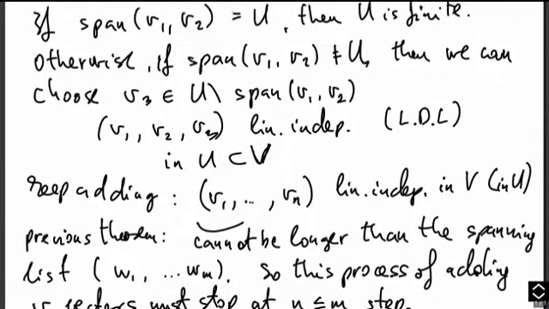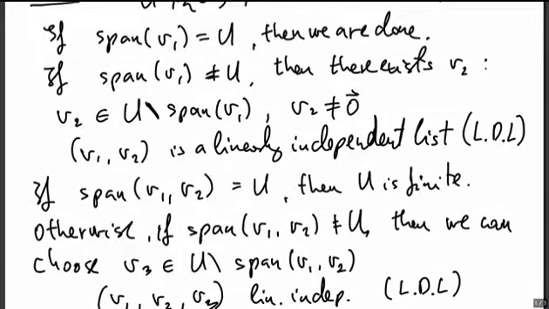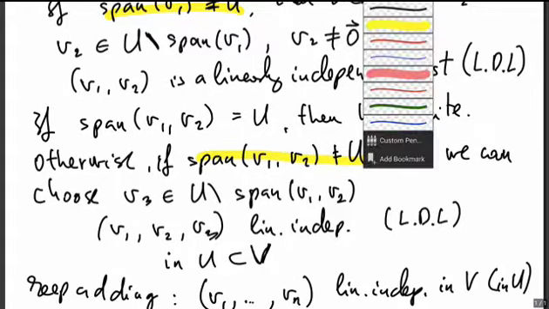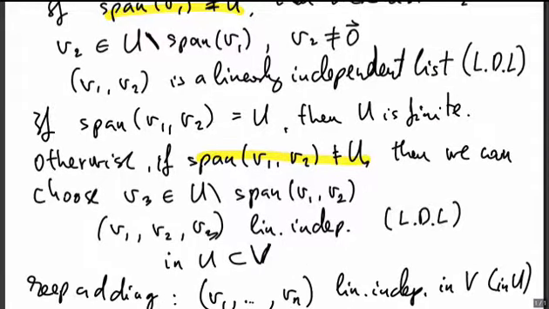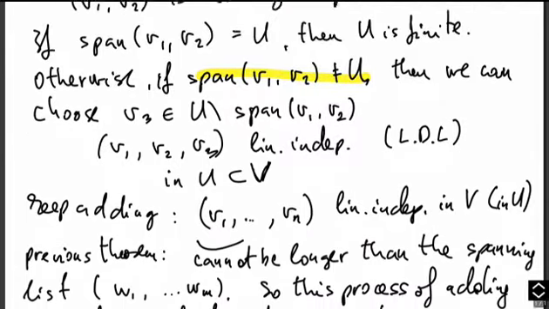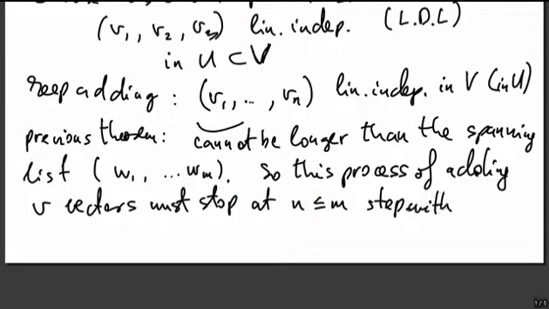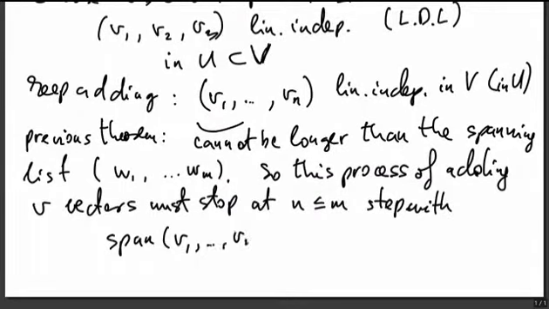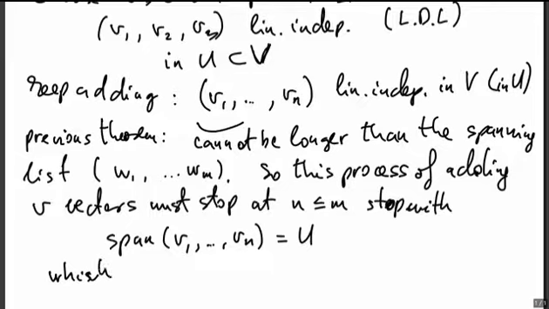How can this process stop? Well, we did this addition whenever the span was not the whole space. So this process will break down only if the span is the whole subspace. So the span of V1 through Vn equals U. That's how it will stop. And this shows that U is finite dimensional.